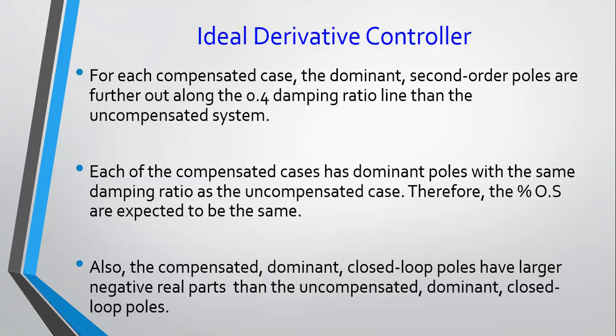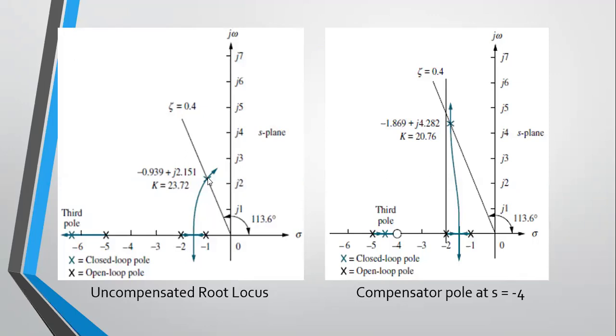For each compensated case, the dominant second order poles are further out along the 0.4 damping ratio line than the uncompensated system. So it was here before you had any 0, before doing any compensation. Now, when you start adding zeros, this point is simply moving up along the damping ratio line. And this would automatically mean your settling time is going to reduce and your peak time as well.